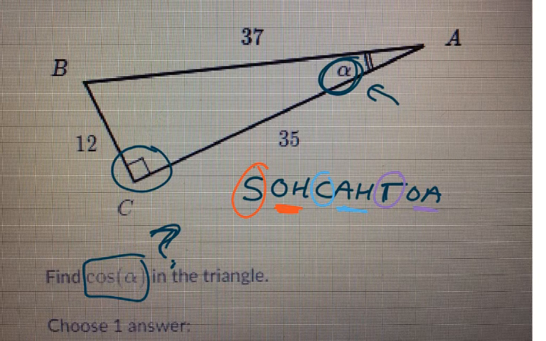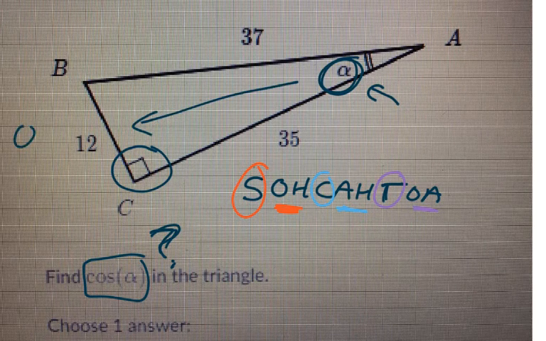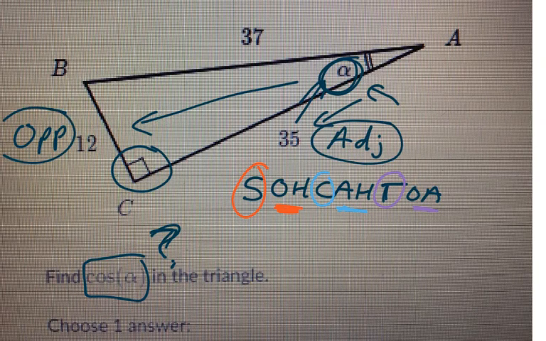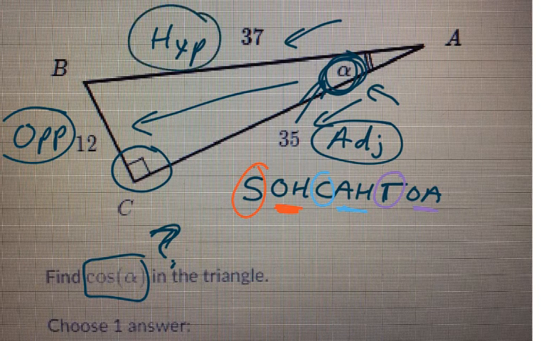Second step is I label my sides. Notice the 12 is opposite of it. Op, short for opposite. Notice the 35 right here is next to alpha. We call that adjacent. Add, short for adjacent. And of course, 37 is technically next to angle alpha here as well. But remember, if you look carefully, that's your hypotenuse. The longest side is always your hypotenuse. Also, the side that's opposite the right angle is always the hypotenuse. So there's a couple ways you should be able to recognize the hypotenuse.